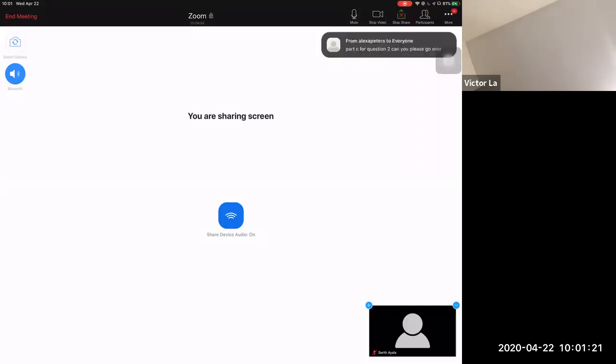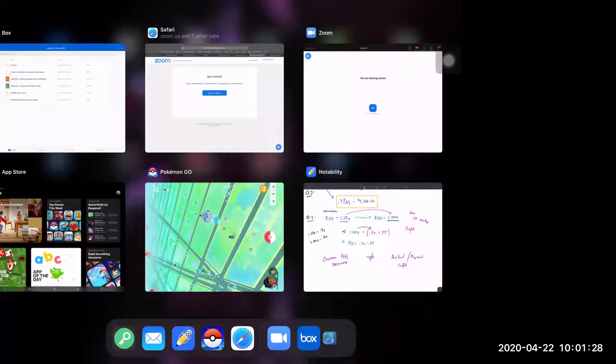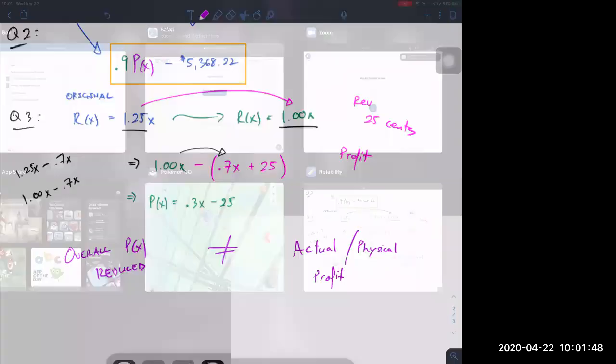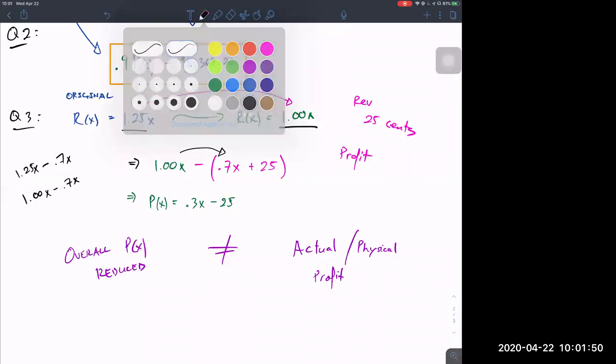Part C for question 2, can you please go over? Yeah, sure thing. Part C for question 2. Alexa, are you talking about the component part C to make the model, or are you asking for question number 3? You can type your response again. I'm pretty sure you meant part C. Yeah, component part. Okay, thank you. Okay, so this is for number 2 now.